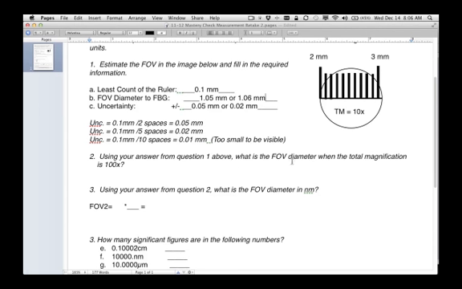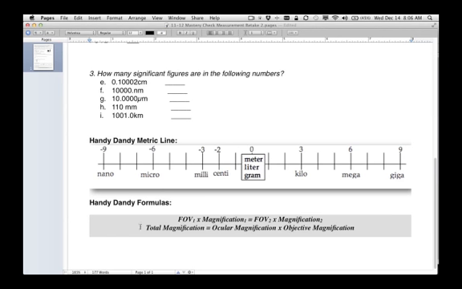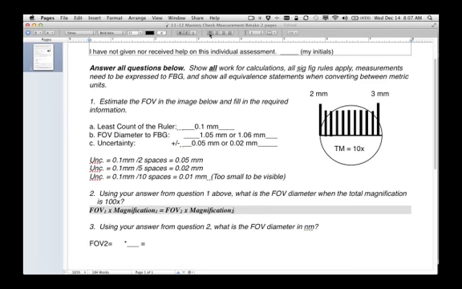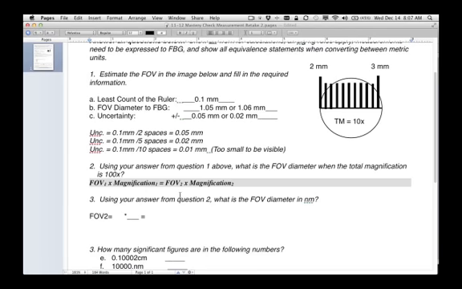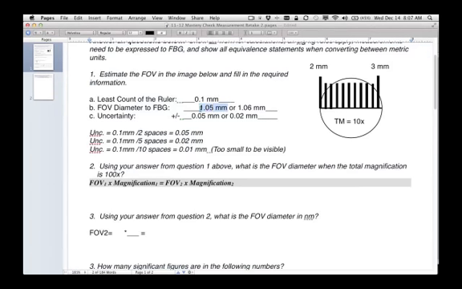Number 2, it says using your answer from question 1 above, what is the field of view diameter when the total magnification is 100x? Now, at the bottom down here we see two formulas. You need to pick which formula to use to answer this question. So I'm going to use this formula because it relates field of view with a magnification to another field of view and another magnification. Since that's what number 2 is asking about, let's plunk that formula in there. So there's my formula. Now what I need to do is substitute. So I need to put in my field of view 1, my magnification 1. We want to find field of view 2 at a different magnification. Okay? So FOV 1 is from above. So let's take that.